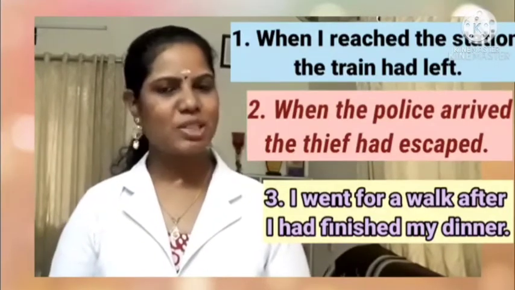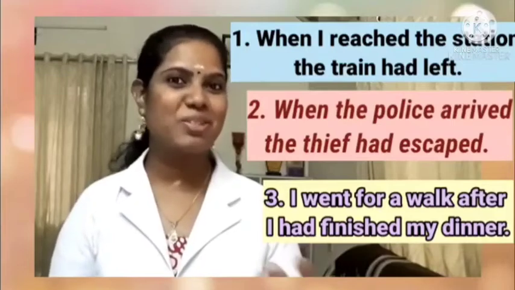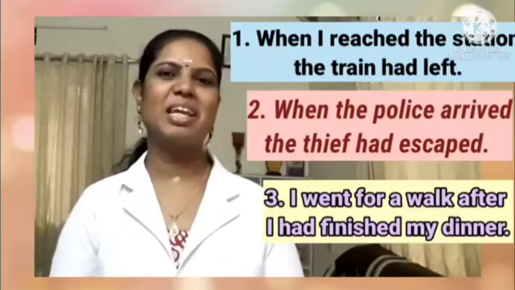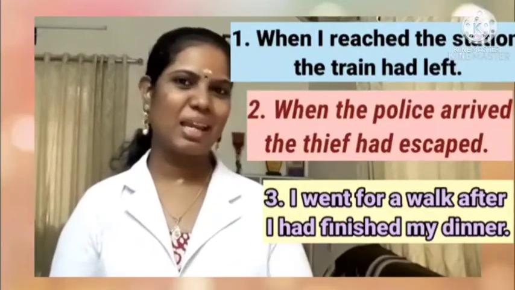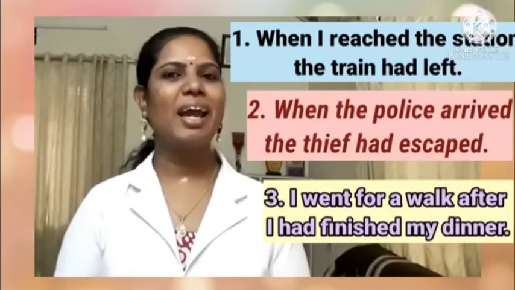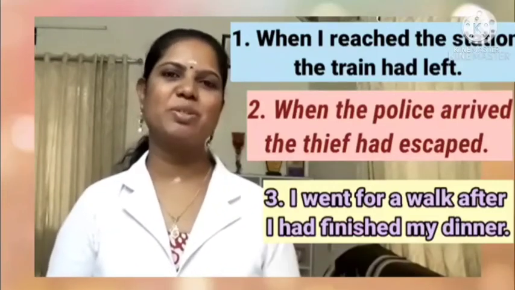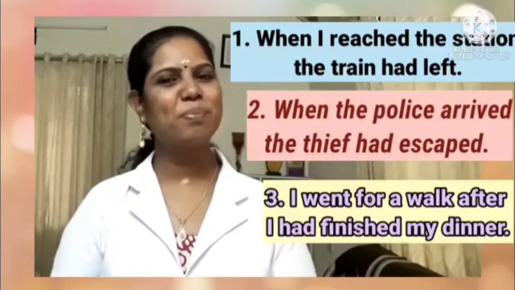Okay. The next one, when the police arrived, the thief had escaped. So which action took place first? The thief had already escaped. After the escaping, the police arrived at the spot. The first action is escaping, isn't it? So we have to use had escaped with the first action. Okay. Then what happened? The police arrived. So arrived is in simple past tense. Just by adding ed, we form the simple past tense.